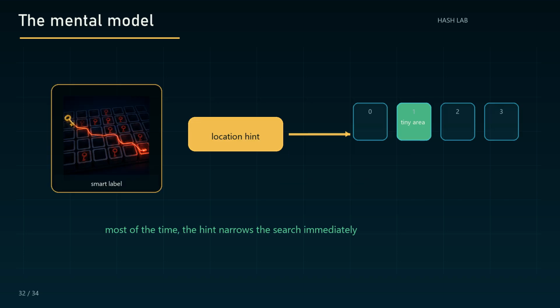Think of a hash table as a warehouse with a smart label printer. The key becomes a location hint. Most of the time, the hint sends you to a tiny area. If two packages share an area, the warehouse has local rules to separate them.